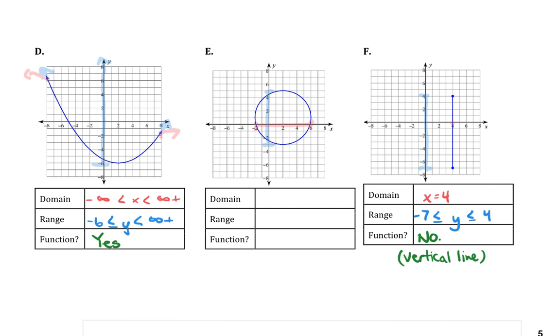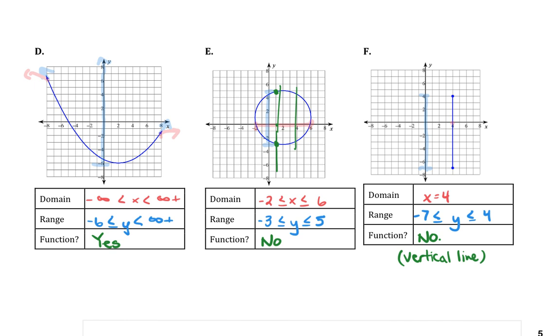D here, your domain is going to -infinity and +infinity. Range, the value never goes below -6, but it goes up to infinity. Is it a function? Yes, passes vertical line test. Now, E is interesting. It is not a function. It fails the vertical line test. Notice that the green vertical lines hit the graph at 2 spots for every x value, right? If x is 1, there is a y value of 5, and there's a y value of -3, right? So that by definition is not a function.